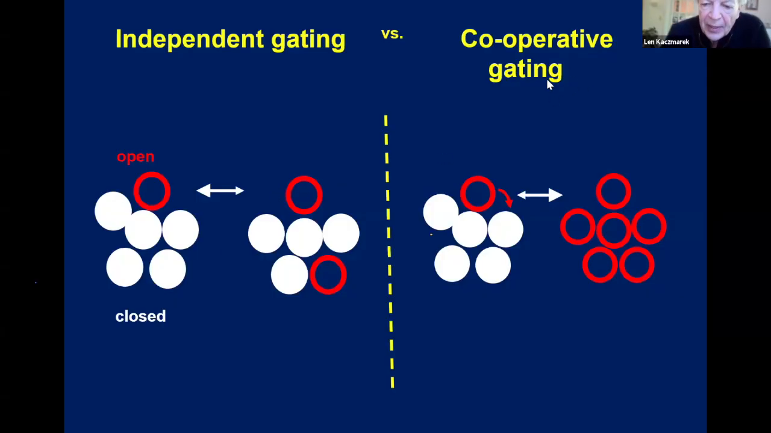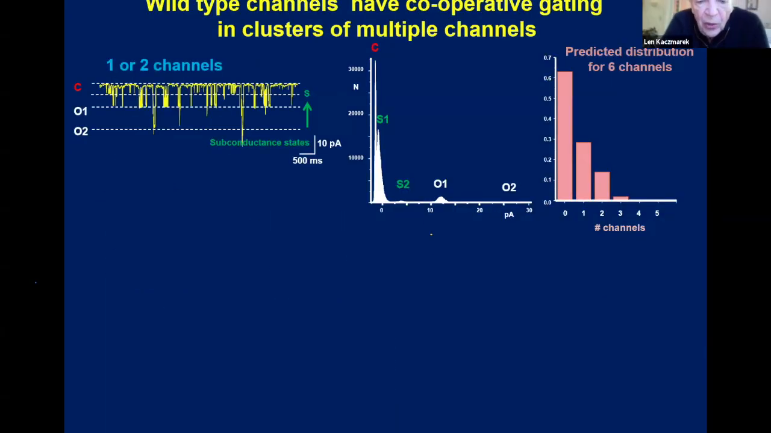However, there's a mode of gating in which if a channel opens and it's nearby another channel, it may persuade the other channel to open. So it's a little bit like people in a room, if they're by themselves, they're talking to themselves, they're not saying very much, but if they all get together, they all start shouting. And so this is cooperative positive gating, where one opens and they all open. So what I'm going to show you is that this happens in these channels, and that it's much more prevalent in the mutations, and that can explain a large part of the gain of function.